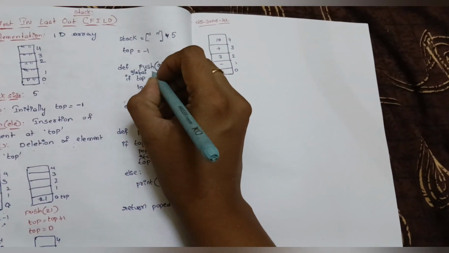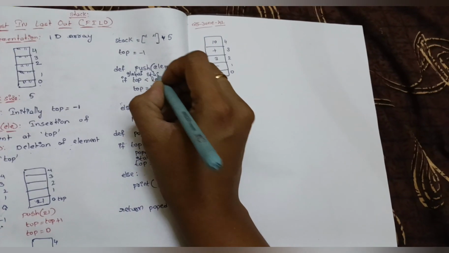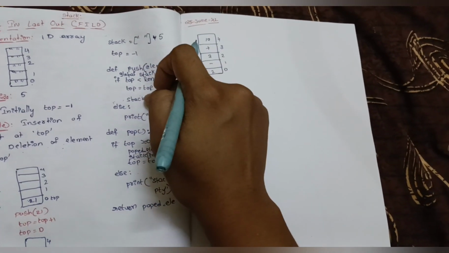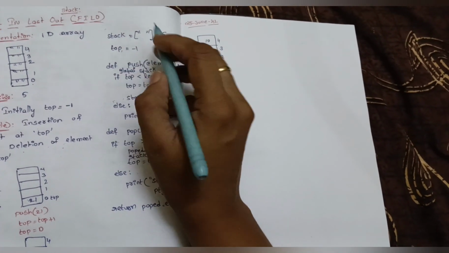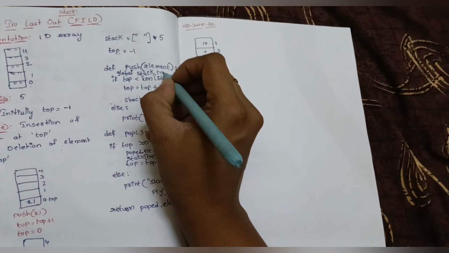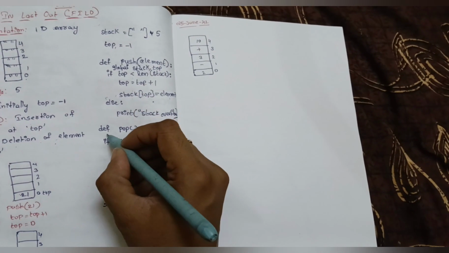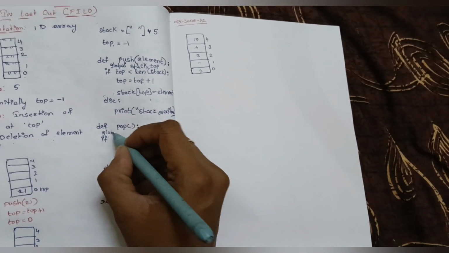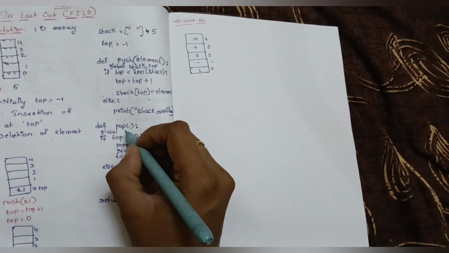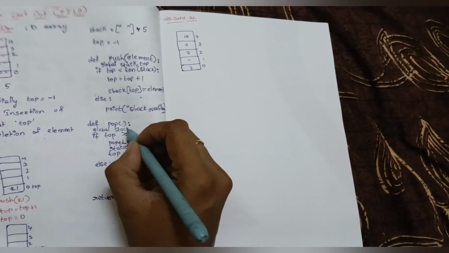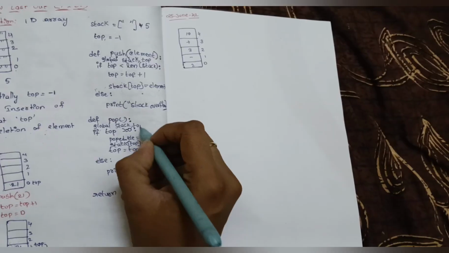Global stack, because I'm using that stack variable inside this function, and I am using this top variable as well. That's why I am declaring them. Wherever you are using those global variables, just declare them as global inside every function.